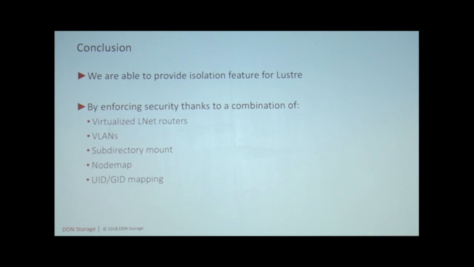So as a conclusion, we were happy to see that it is possible to implement the multi-tenancy feature without strong authentication, but thanks to VLANs and virtual ALNet routers, and of course with the unavoidable subdirectory mount, node map, and UID-GID mapping features.